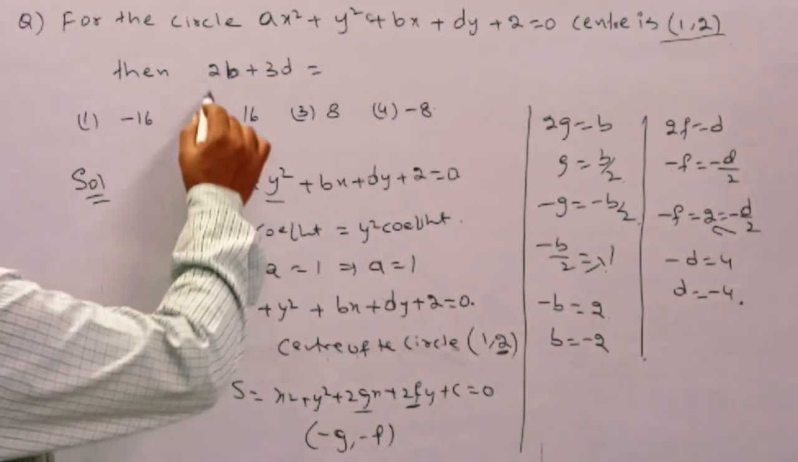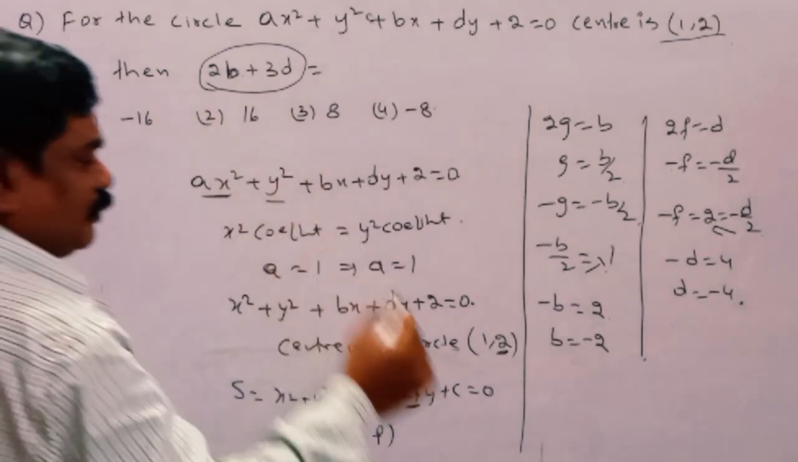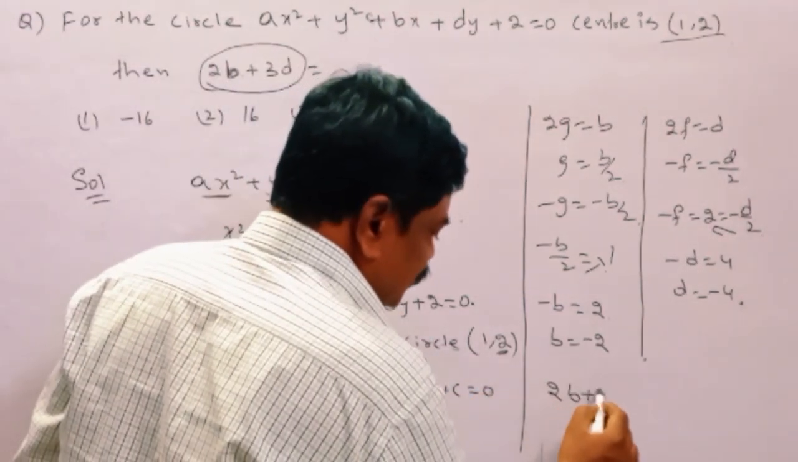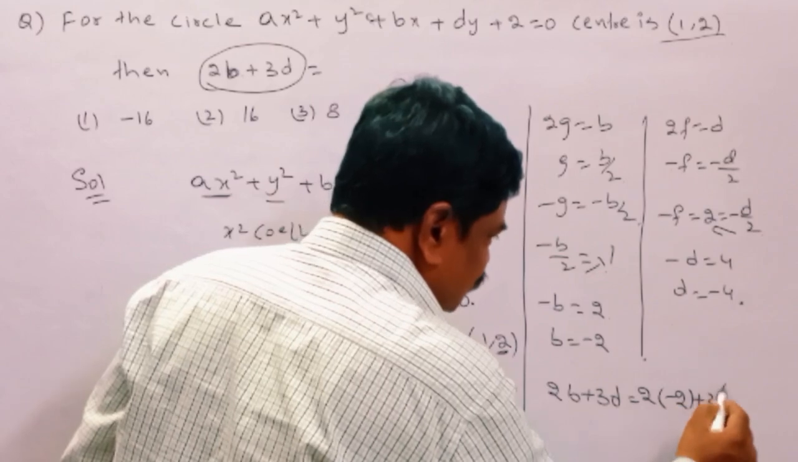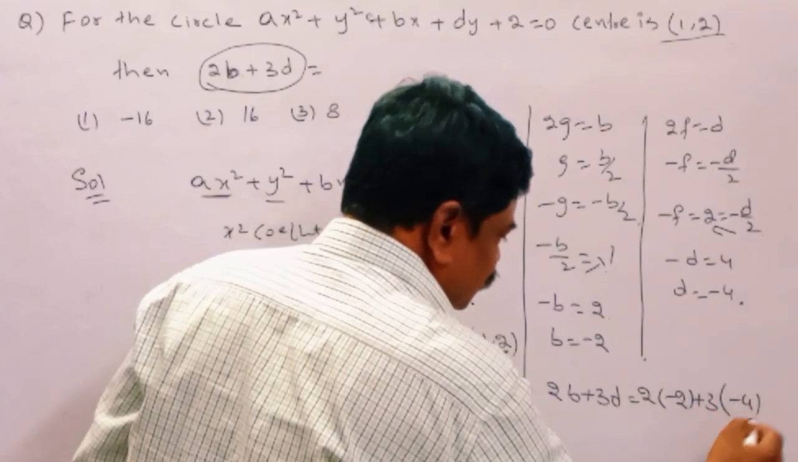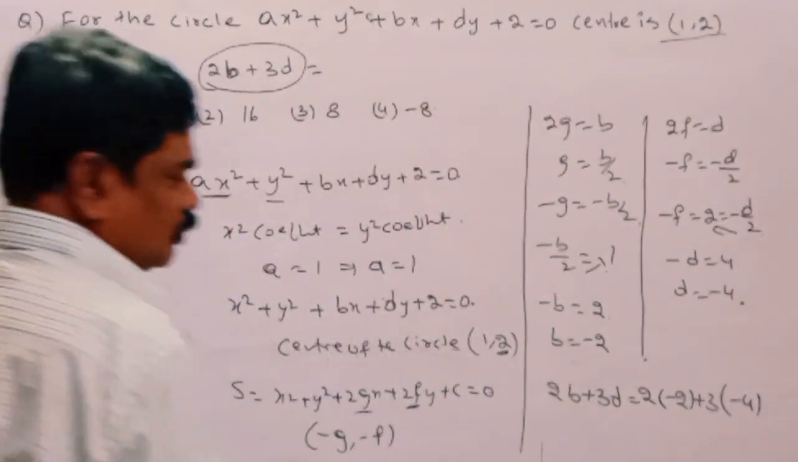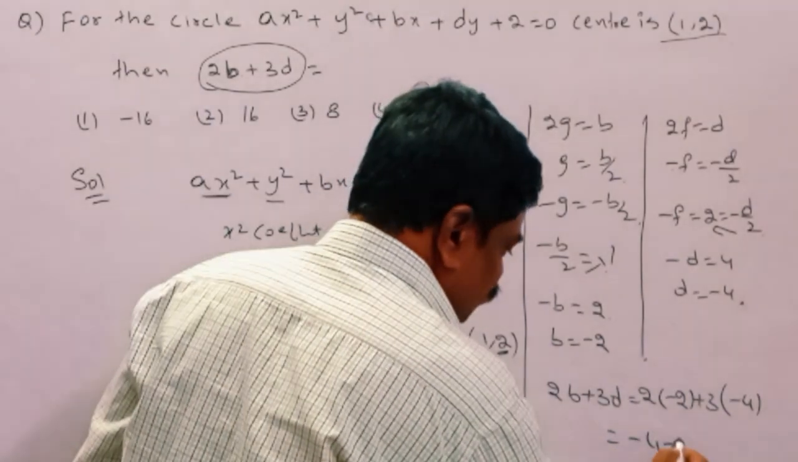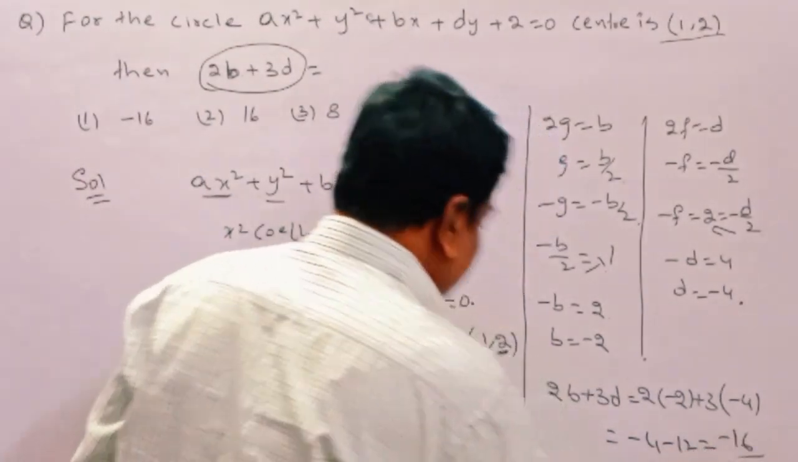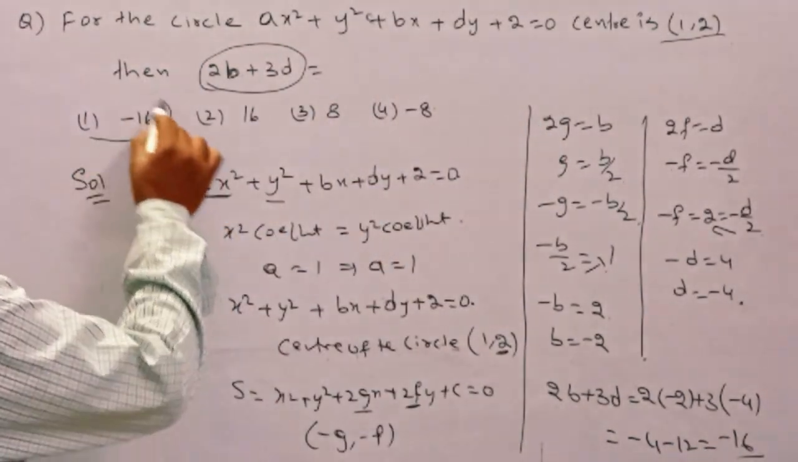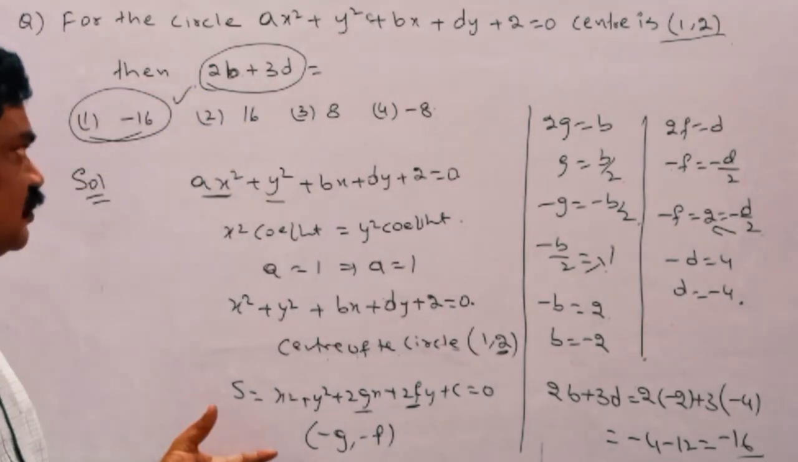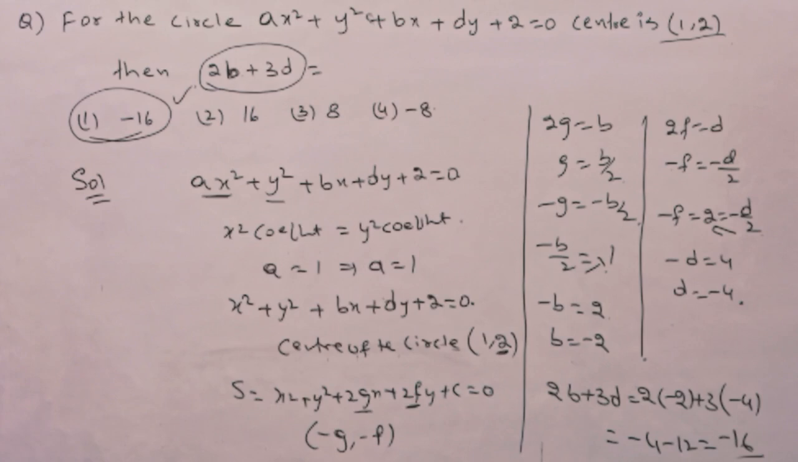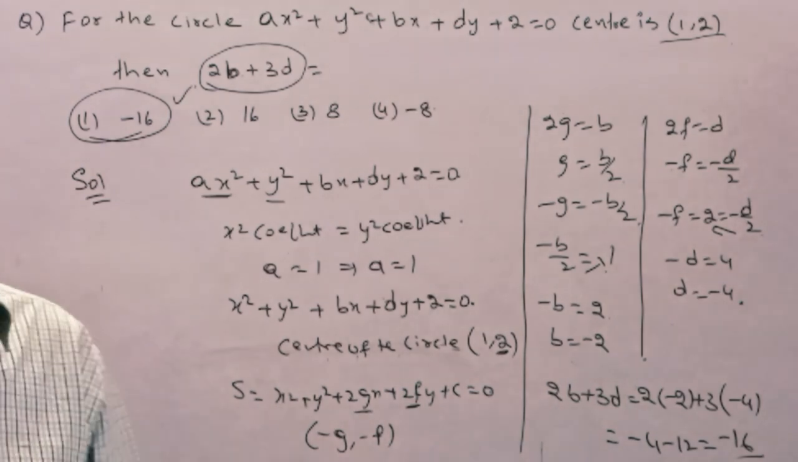Okay, we have to find 2b plus 3d. So 2b plus 3d is equal to 2 into minus 2 plus 3 into minus 4. So this is equal to minus 4 minus 12, minus 16 is the answer. So option 1 is the correct answer. Okay all of you, this is the given circle. We have to find the 2b plus 3d value.